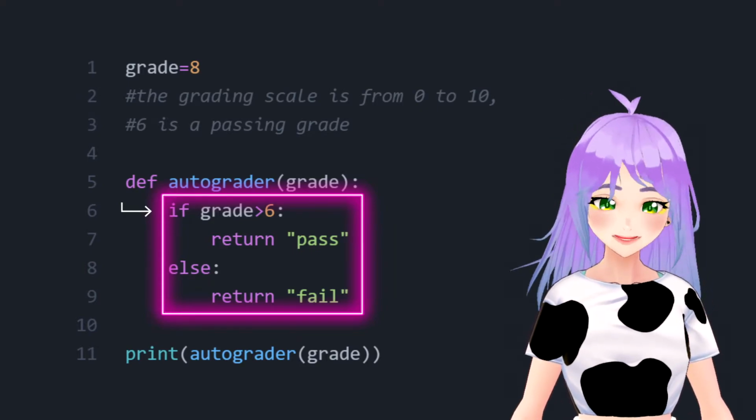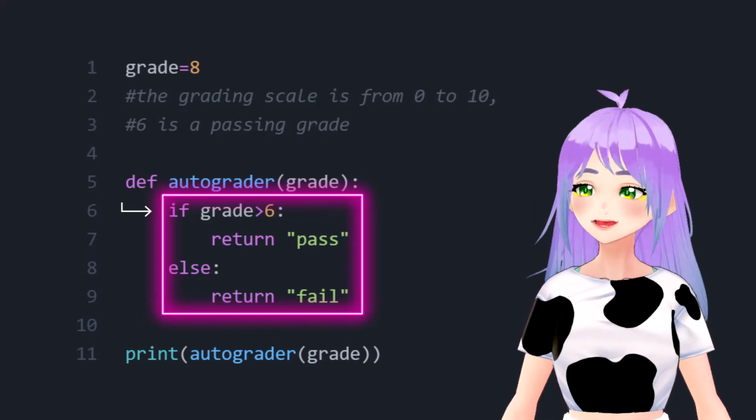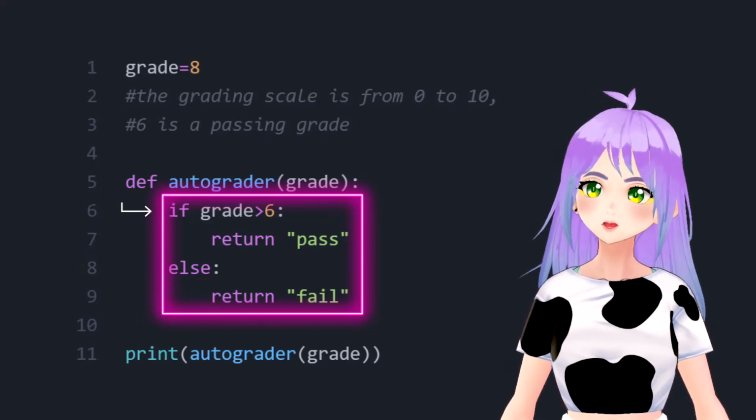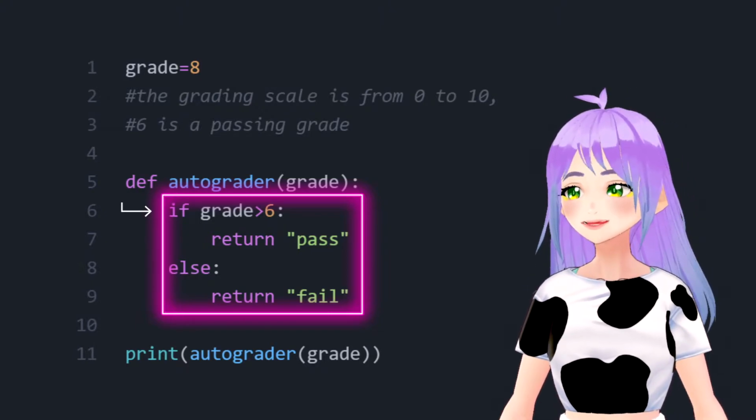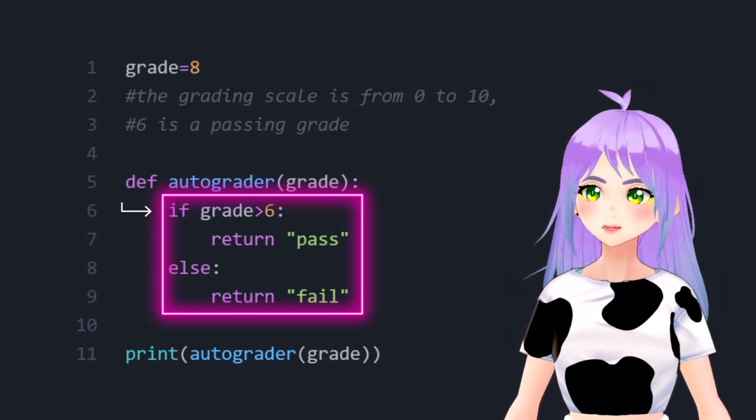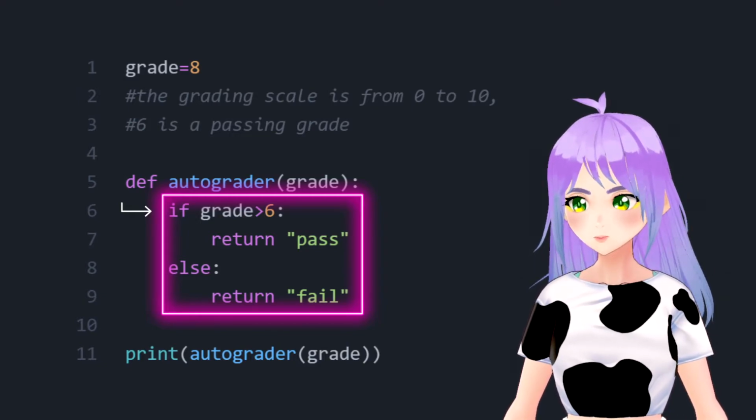I want to highlight that indentations are key in the Python language. We use them to work in blocks. In this case, the indentation indicates that this block of code belongs to our function autograder.